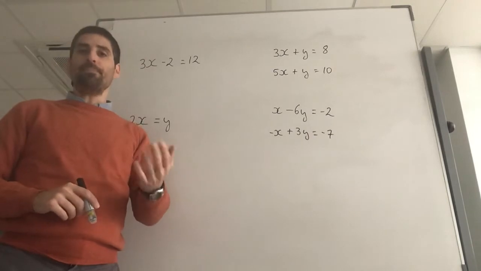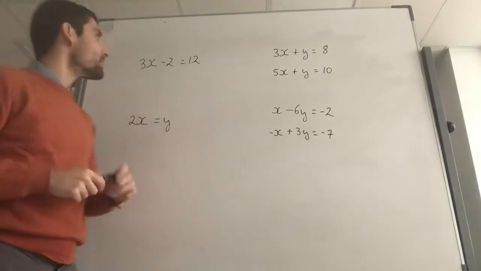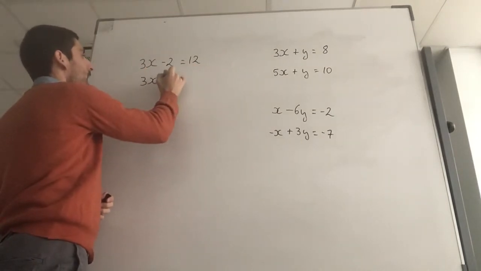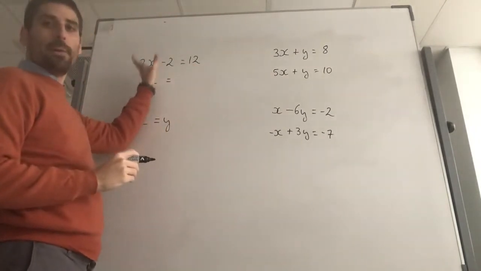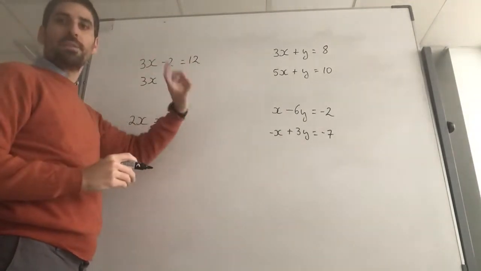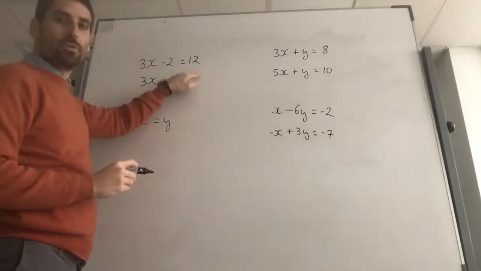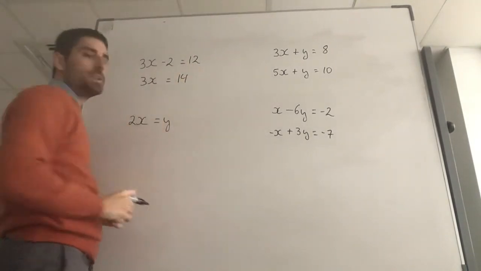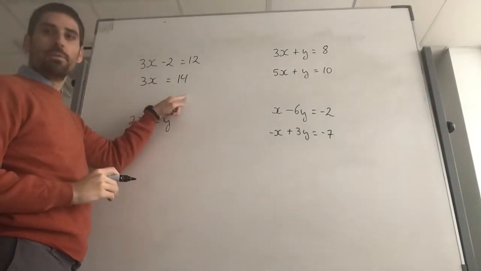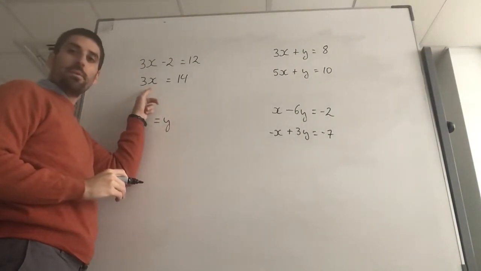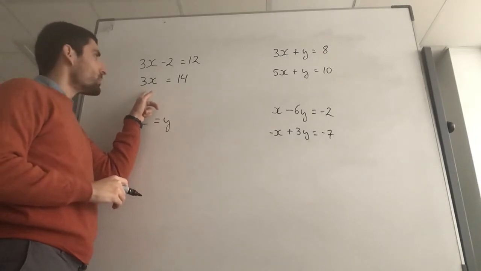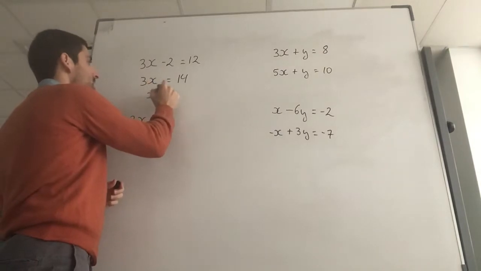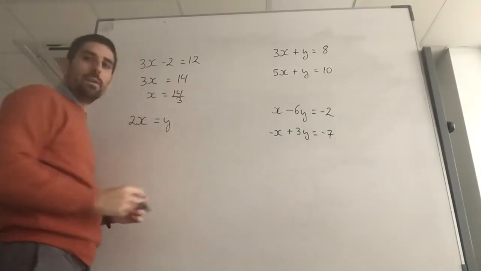Okay, hopefully you've got an answer and you've done something like this. You move the minus 2 to the other side, and we know that when we move numbers or variables to the other side, they do the opposite. So the minus 2 becomes a plus 2, so 12 plus 2 is 14, and now I need to move the 3 to the other side. What operation is the 3 doing here? It's multiplying, so when it goes to the other side, what happens? That's right, it divides. So x equals 14 over 3.